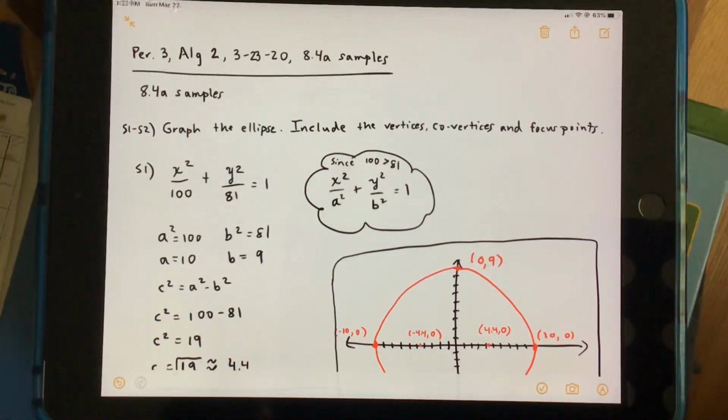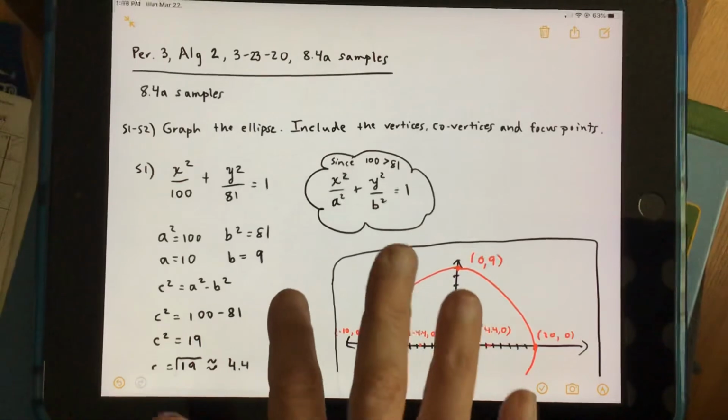We're going to go over our samples in preparation for our quiz on Lesson 8.4a. So we're going to do two samples, both with the same directions. The directions will be to graph the ellipse and include the vertices, covertices, and focus points. So we're going to list that information both in the graph as well as outside of the graph.